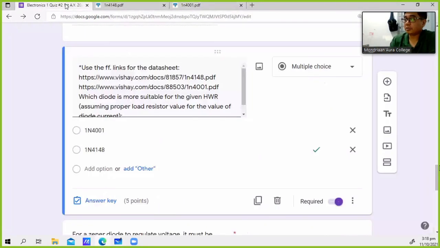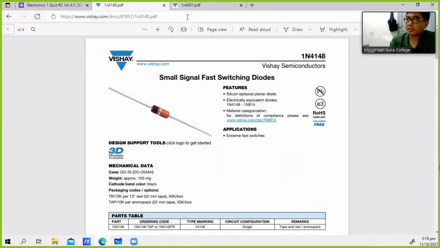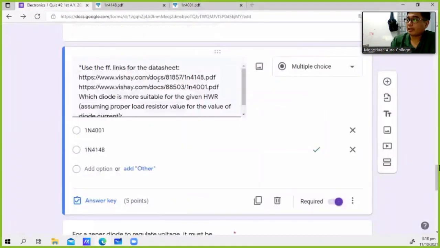Okay. So yun yung dalawa, no? This is manufactured by Vishay Semiconductors. Itong dalawang binigay kong example na to. Sample diodes for this particular number.